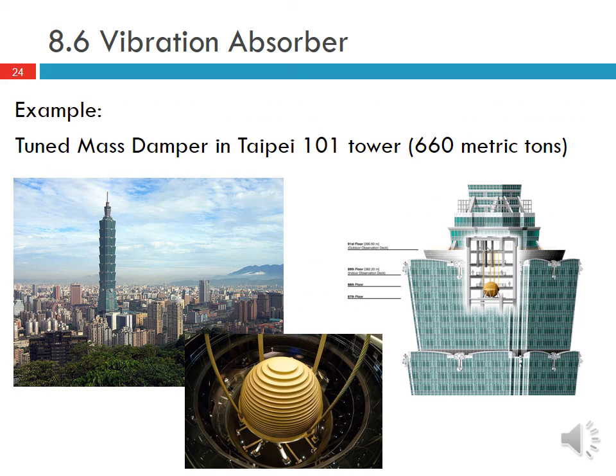And an example of a damped vibration absorber is called a tuned mass damper. One of the biggest and most famous examples of a tuned mass damper is in the Taipei 101 tower in Taipei, and it's 660 metric tons. It's essentially a large pendulum that hangs in the top of the building, and it's open and can be seen, and is not only a functional piece of the building, but it's also an aesthetic and interesting showpiece of the building as well.